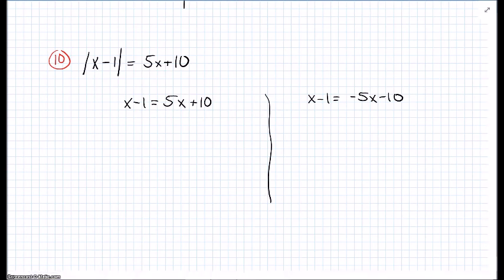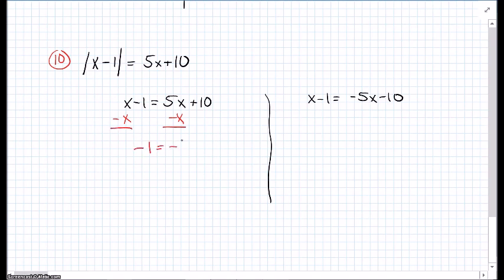So let's work the positive one first. It really doesn't matter how, but let's subtract x from each side. So I'm going to get negative 1 equals 4x plus 10. I'm going to subtract 10 from each side. So I'm going to get 4x equals negative 11. So x is going to equal negative 11 over 4.